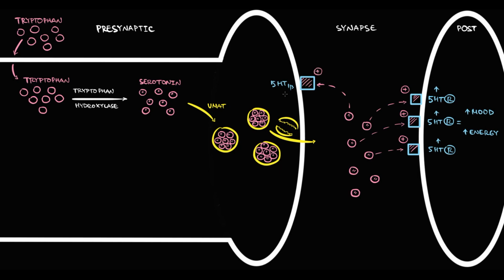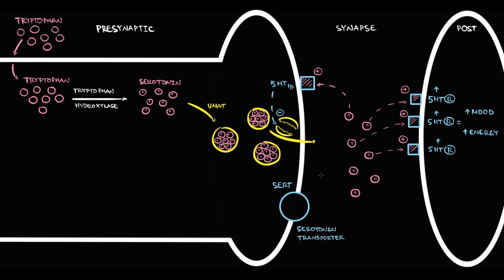With activation, this receptor inhibits the exocytosis of serotonin vesicles into the synapse. So this receptor provides reciprocal regulation. But what happens to serotonin molecules that simply did not have time to bind to any receptor? On the presynaptic neuron, we have a serotonin transporter called SERT.